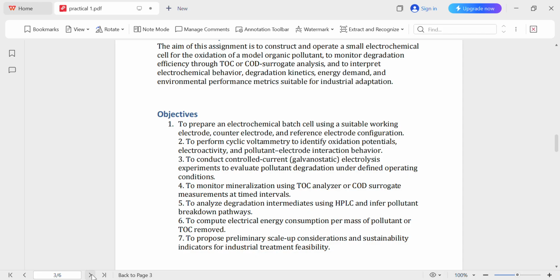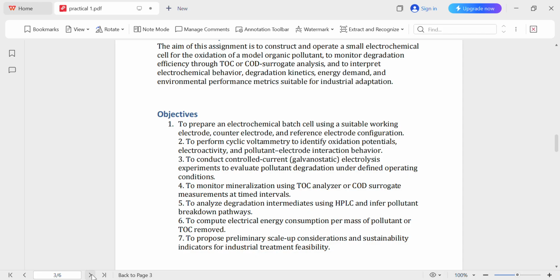Next, to perform cyclic voltammetry to identify oxidation potential, electroactivity, and the pollutant-electrode interaction behavior. Means using cyclic voltammetry, a lab technique, to study at what voltage the pollutant reacts, how active the pollutant is electrochemically, and how the pollutant interacts with the electrode.